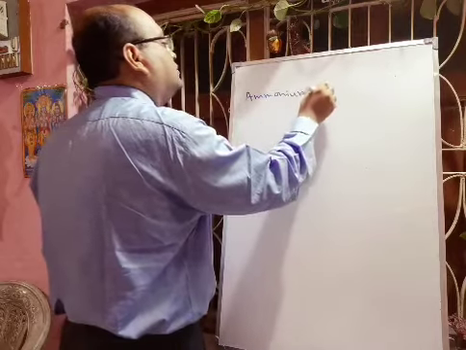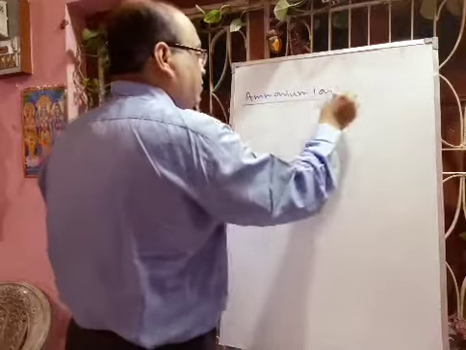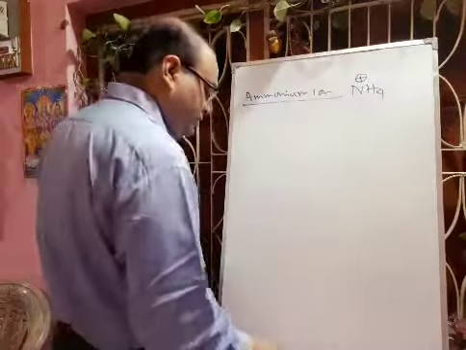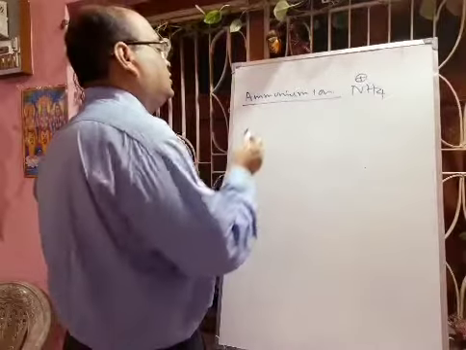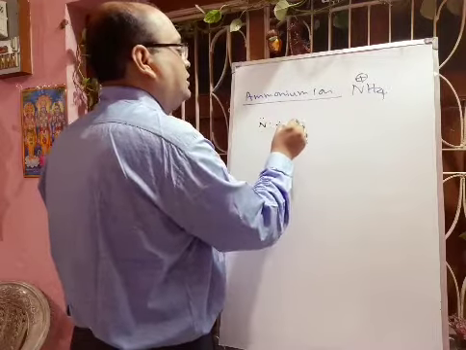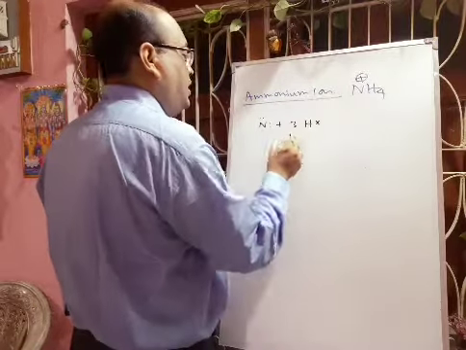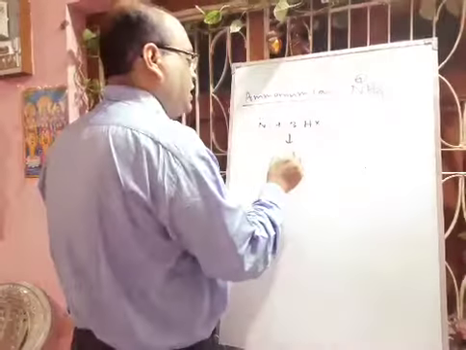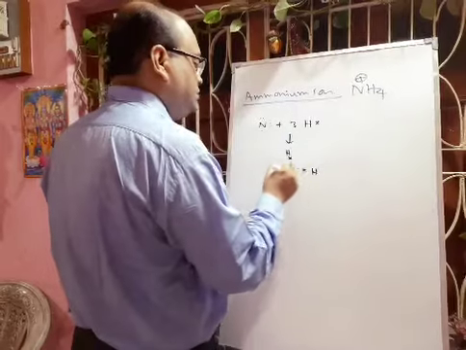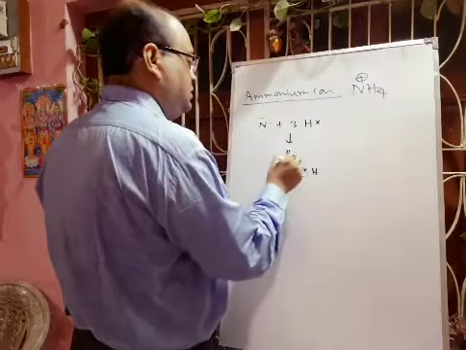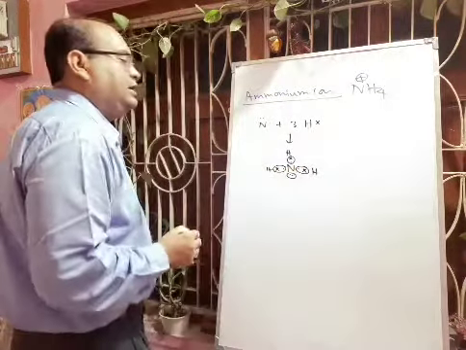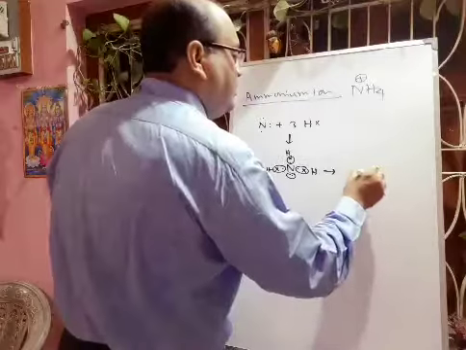Ammonium ion. So here the ammonium ion formula is NH4 plus. First you have to draw the structure of NH3. Nitrogen has 5 electrons and 3 hydrogens will come. Nitrogen will give 1 electron and hydrogen will give 1 electron. In this way 3 covalent bonds will be formed and 1 lone pair remains intact. So we will get the structure of ammonia like this.